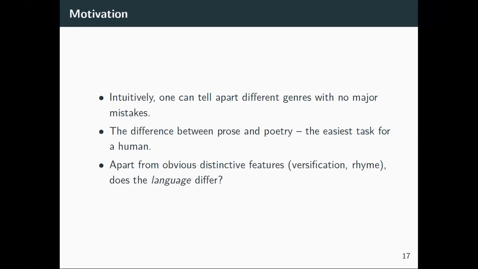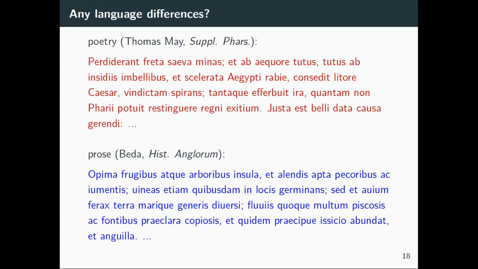So intuitively, not a big deal, right, to tell apart one text from another. But the question is, if we disregard the versification, if we disregard the rhyming schemes and so on, does the language itself differ? Does the style itself differ? That would be the question. And I still claim that yes, that's an example of poetry, an example of prose without the division into lines. And it's still very, very simple for a human to pick this up or to distinguish poetry and prose.